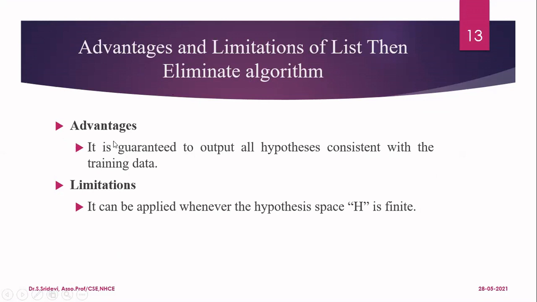The main advantage, if you use this algorithm, is that after you consider all the training examples, you will get not only one consistent hypothesis; whichever is the list of possible consistent hypotheses, you will get everything correctly. So that is the advantage. But what is the disadvantage? We have a limitation, even though it is correct. The limitation is you can apply this algorithm only if your hypothesis space H is finite.